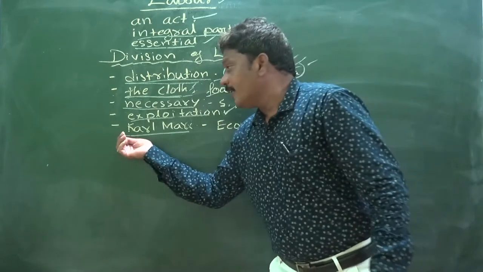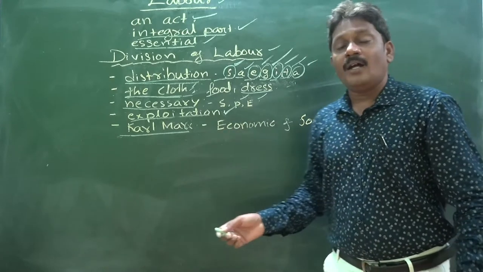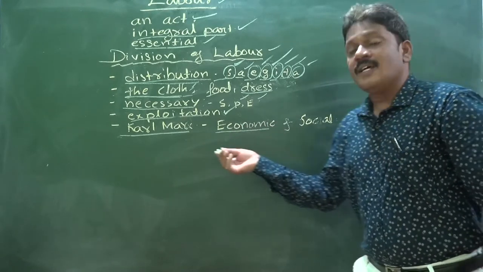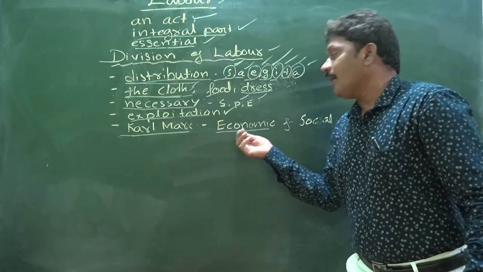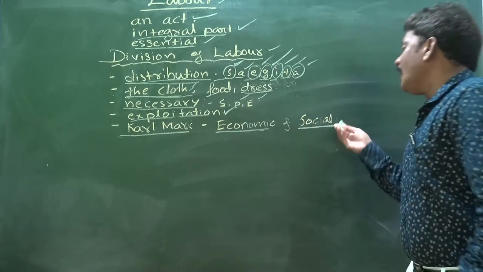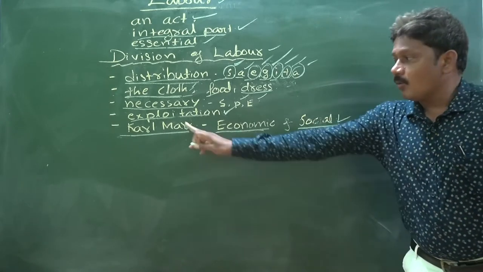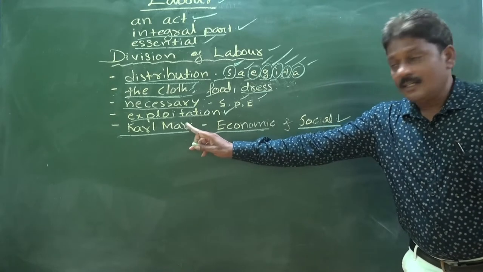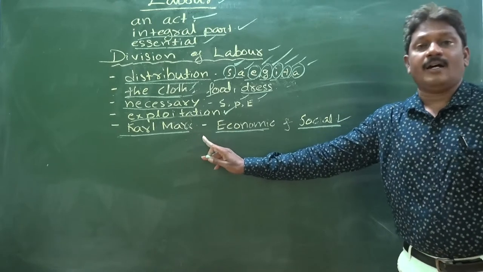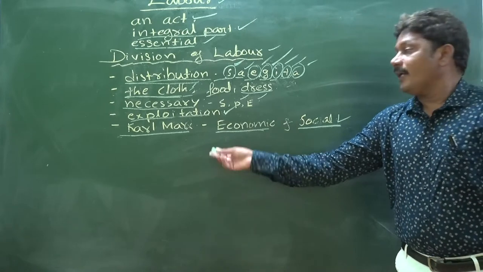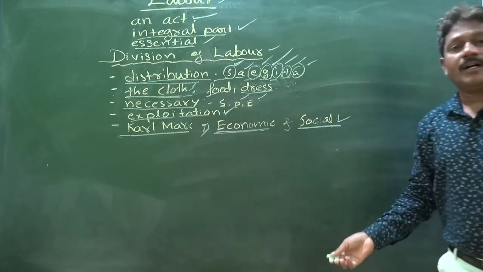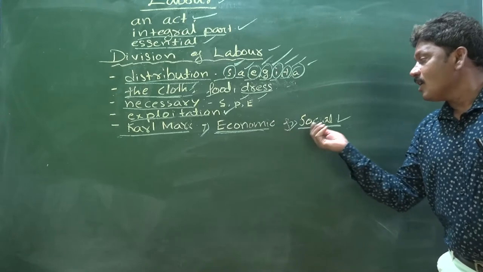Karl Marx also divided division of labor into two different parts. One is the division of economic labor. Another one is the division of social labor. Karl Marx divided the division of labor into two parts: first, the division of economic labor, and second, the division of social labor.